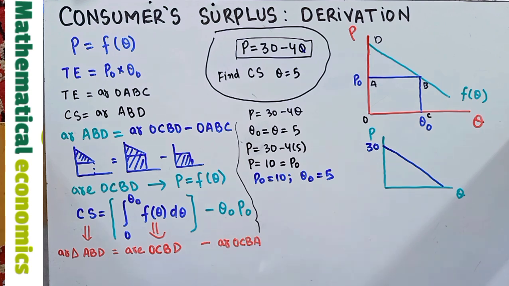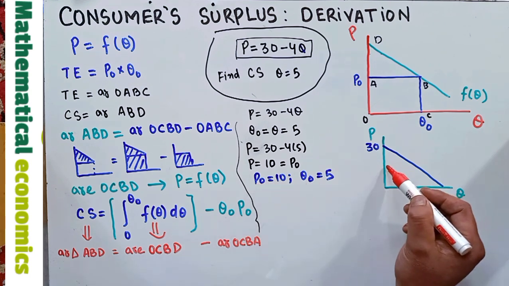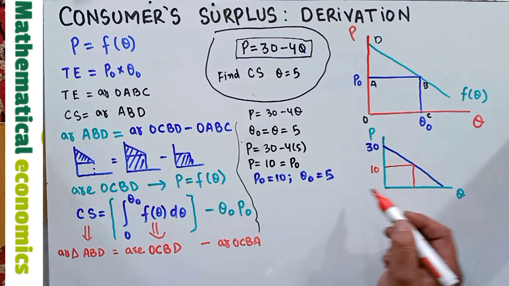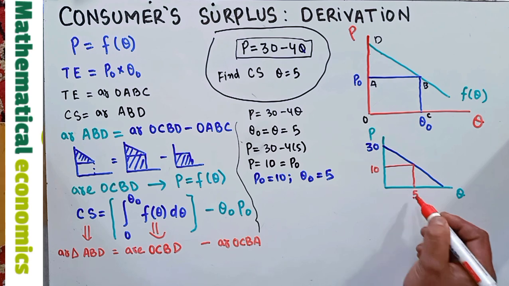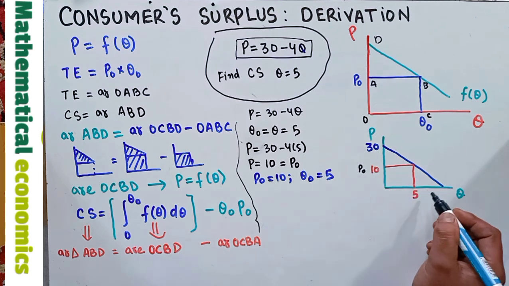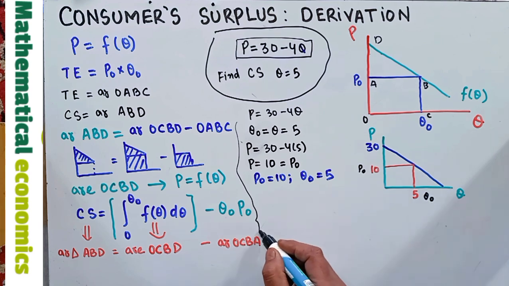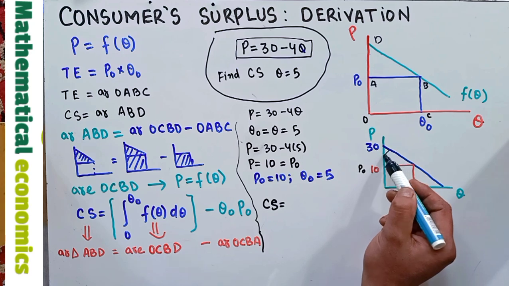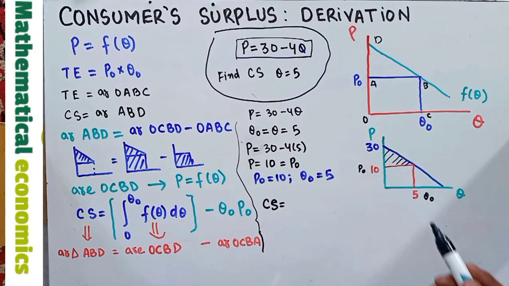Then consumer surplus will be equal to, so when P naught is 10, so when price is 10, what is the quantity demanded? That is 5 here. Okay, and let us write it here. This denotes the P naught, this denotes the Q naught. Then consumer surplus will be equal to, we need to find out the area of this very triangle here.